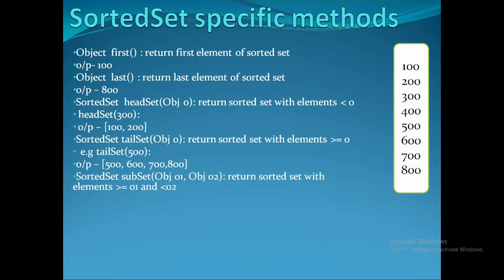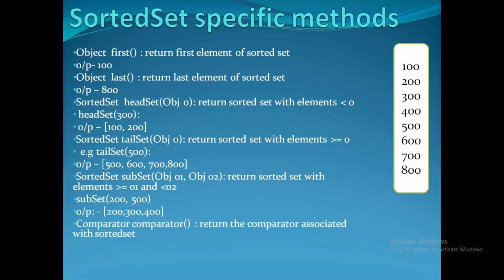So the next one is subSet. Suppose I am giving the example of 200 and 500. SubSet 200, 500. So all the elements greater than or equal to 200 and less than 500, which means the first element is inclusive and the second element is exclusive. So it will return 200, 300 and 400, less than 500, right? So this is subSet.